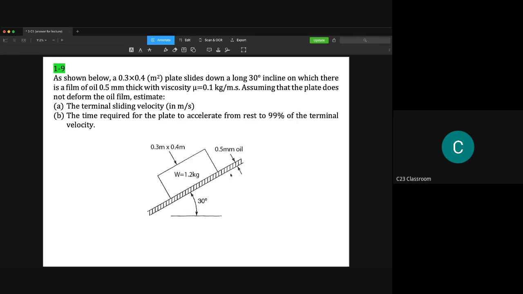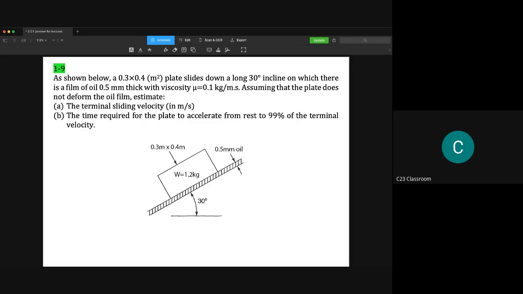In this situation, we have an inclined plane like this. The inclined angle is 30 degrees, and we have a certain block here. The weight of the block is 1.2 kilogram. We assume that we have an oil film thickness here of 0.5 millimeter, and this is the dimension of the block, 0.3 times 0.4 meter. This is only the area that touches the oil. The height here is not mentioned because it will not be used in the calculation.